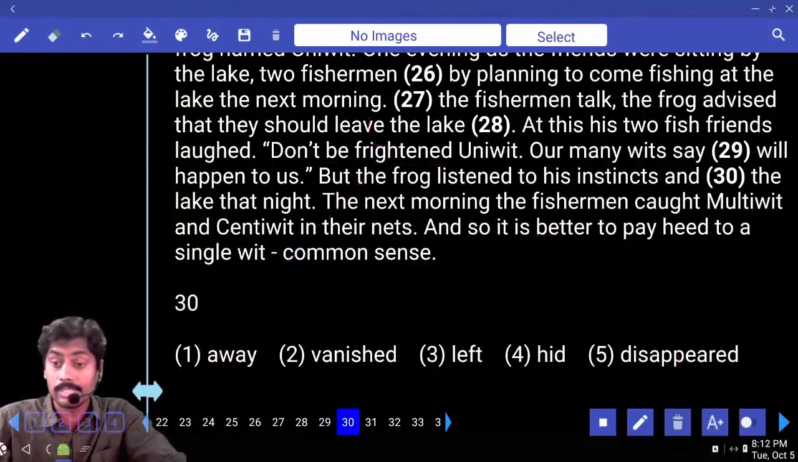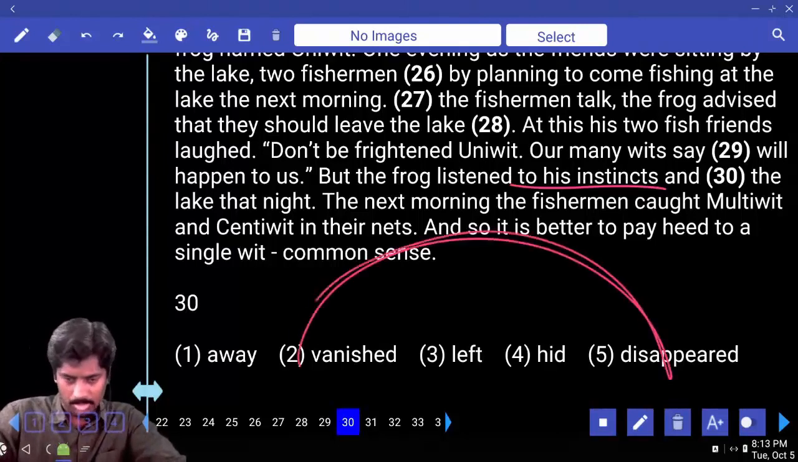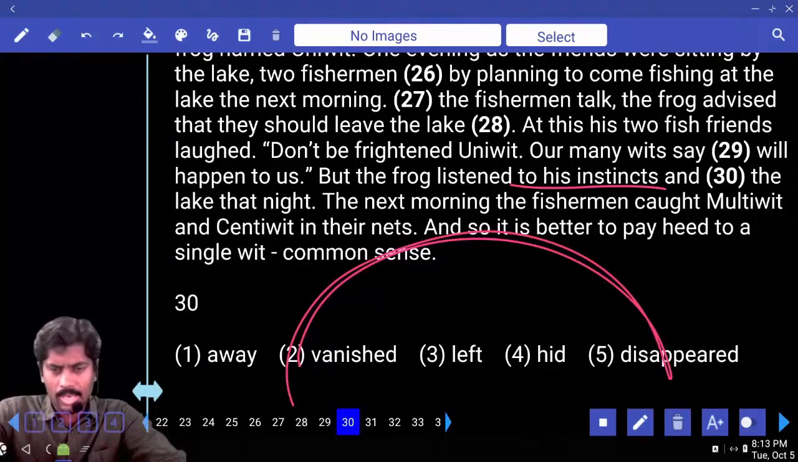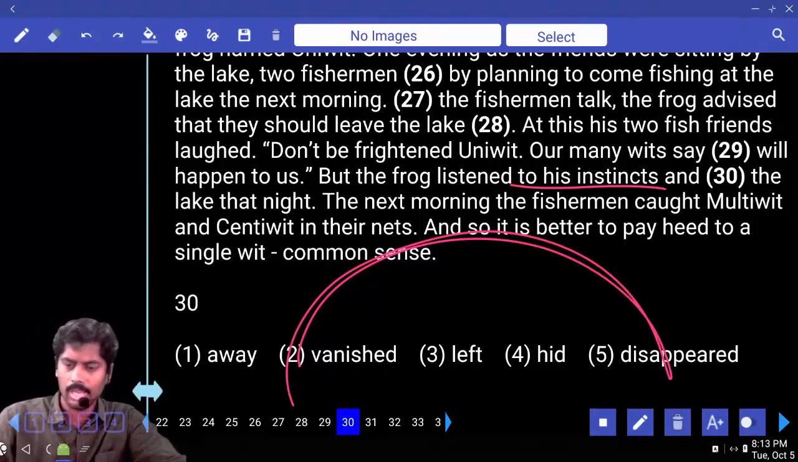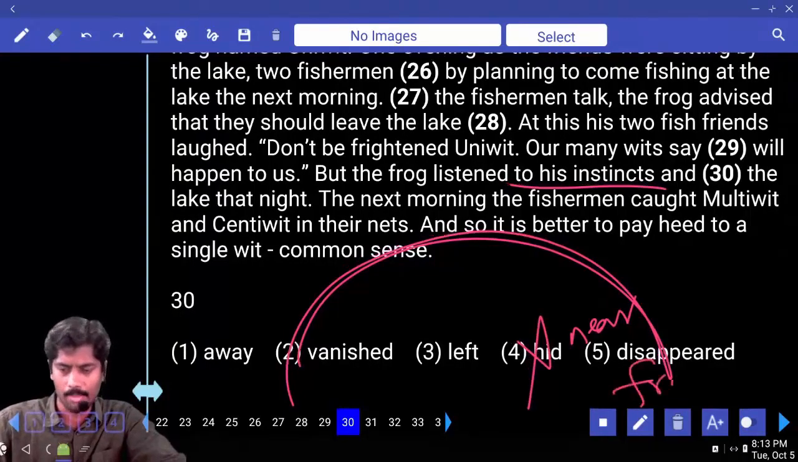But the frog listened to his instincts and dashed the lake that night. Away the lake, vanished and disappeared, same meaning. Left the lake, hid the lake. Hid near the lake, under the lake, near on the lake. Vanish or disappear, take from. Left the lake is the right answer.